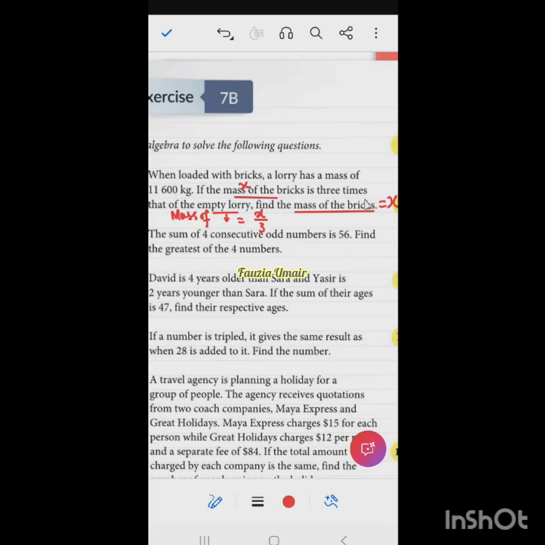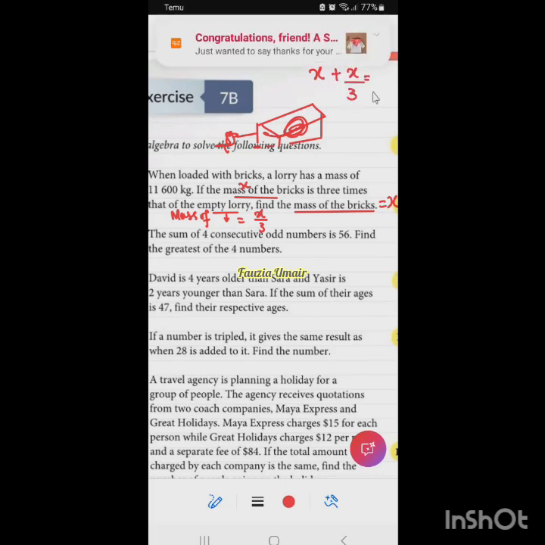Are you getting this or not? Yes. Okay, now just come back to the first statement. When loaded with bricks, a lorry has a mass of this much. Loaded with bricks means you have that lorry, its mass, plus the mass of the bricks. So the mass of the bricks is x and the mass of the lorry is x by 3. If you add both of them, the total weight is 11,600, right?